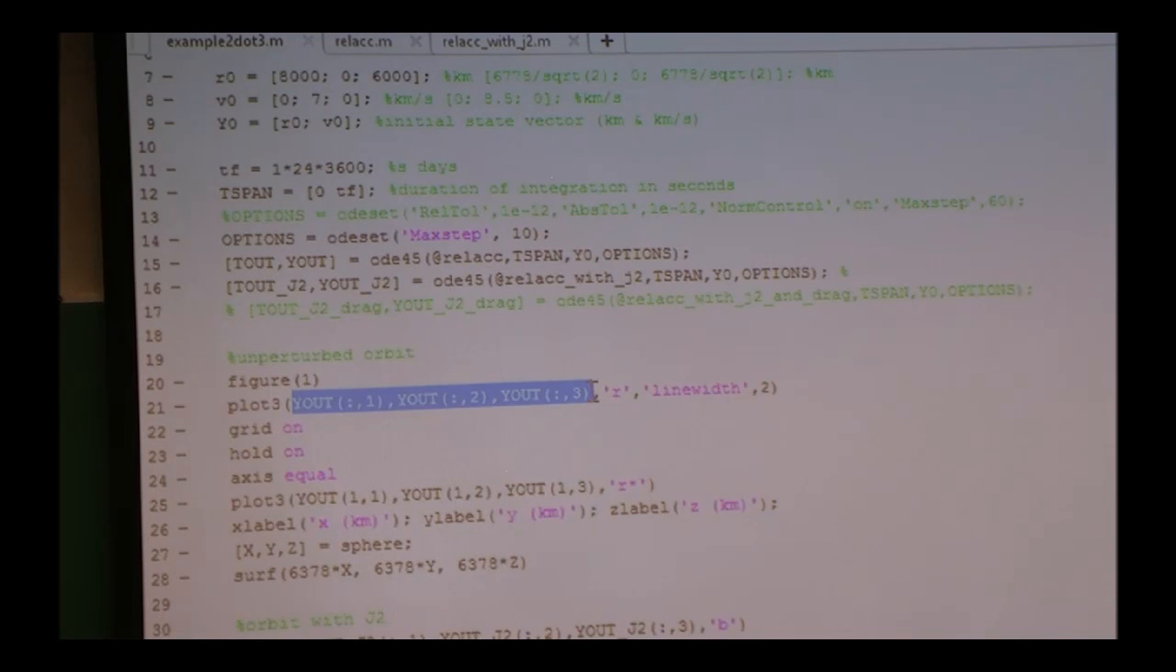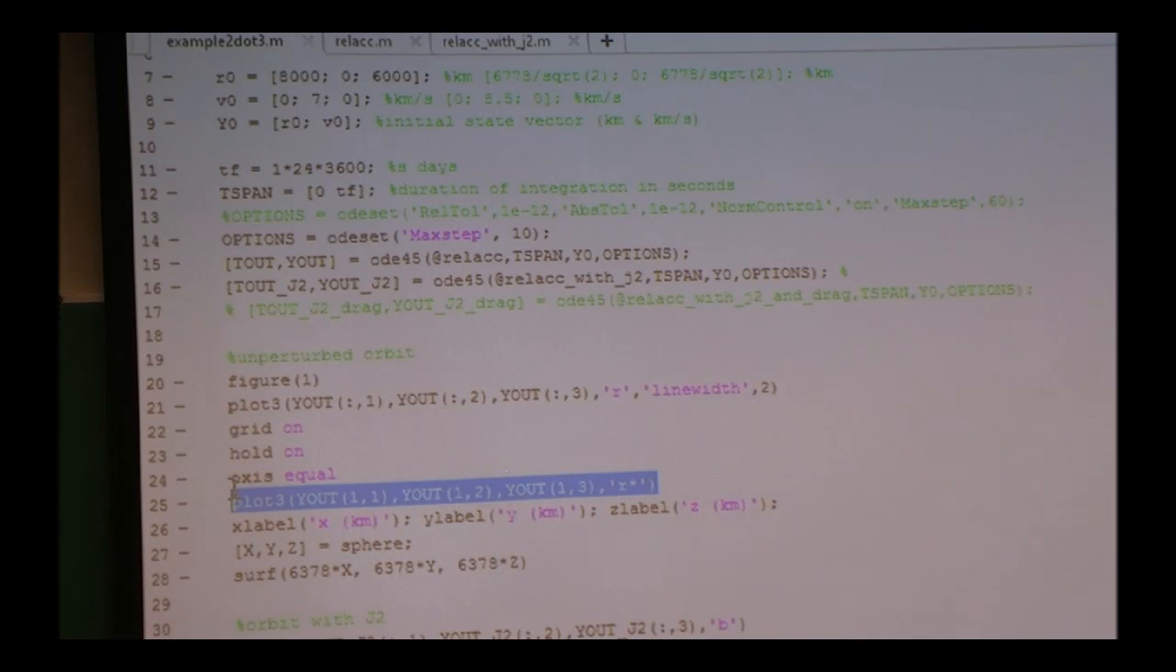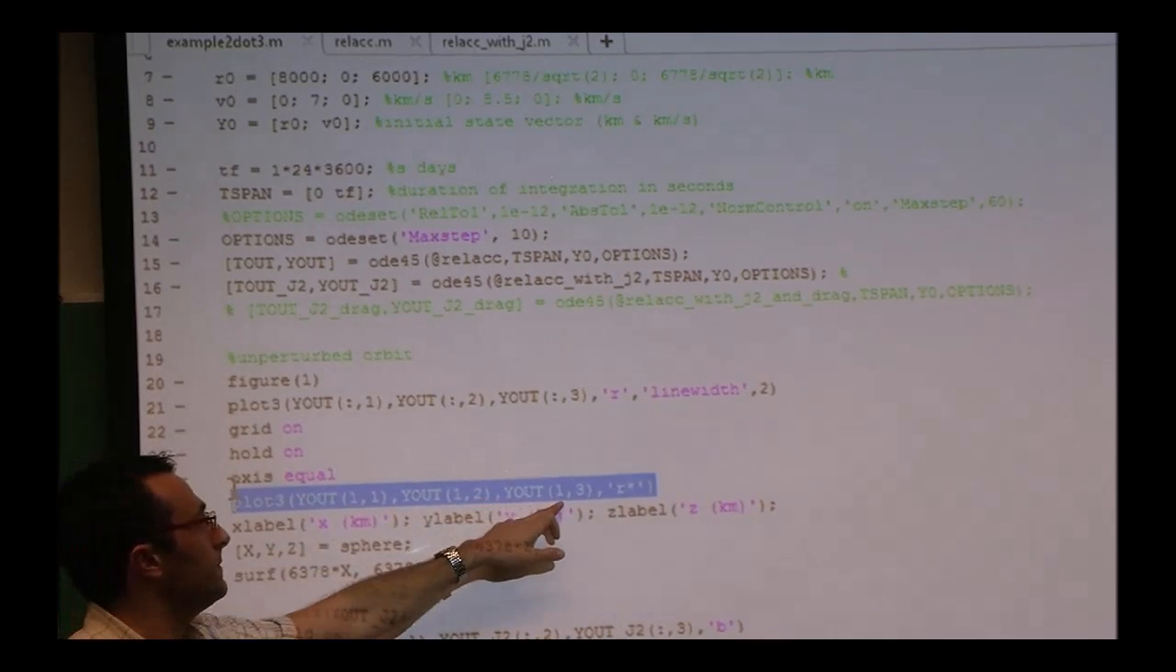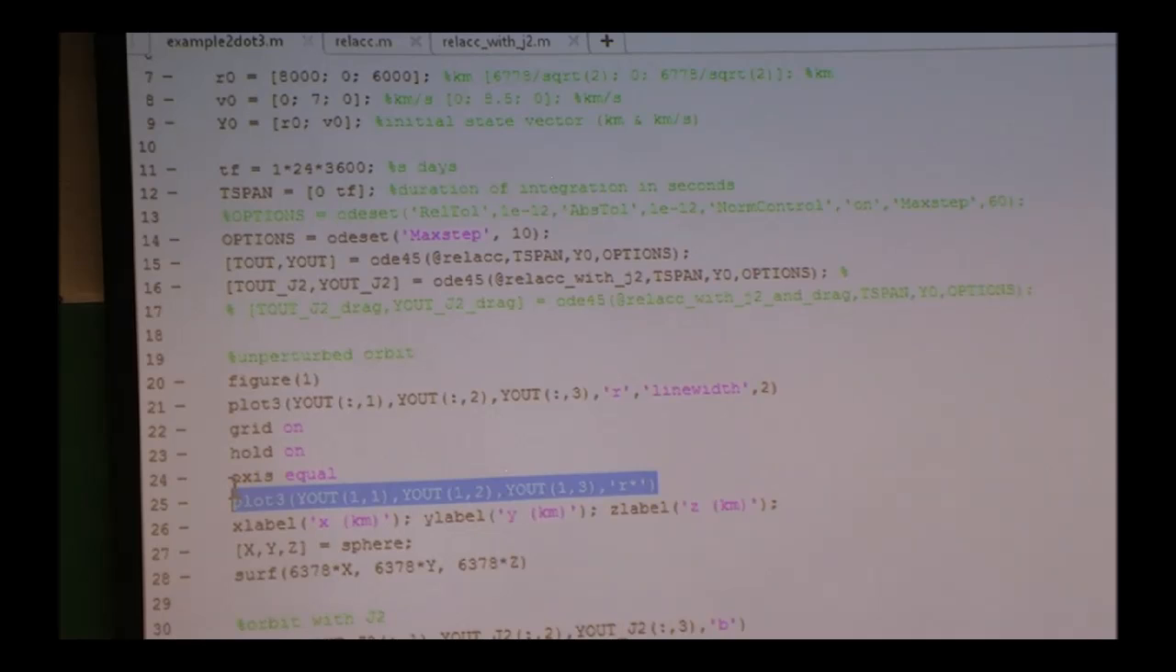In a three-dimensional plot, I do it in red. I do it with a line width of 2. I don't know what that means, I just wanted to make it thick. I put a grid on, hold on, because I want to add more stuff to the plot. Axis equal, so that my sphere looks like a sphere. And then I wanted to plot the initial position. So I add another plot of just one point, the point at time 0, which is row 1, with a red star, so I could see where I'm starting from.